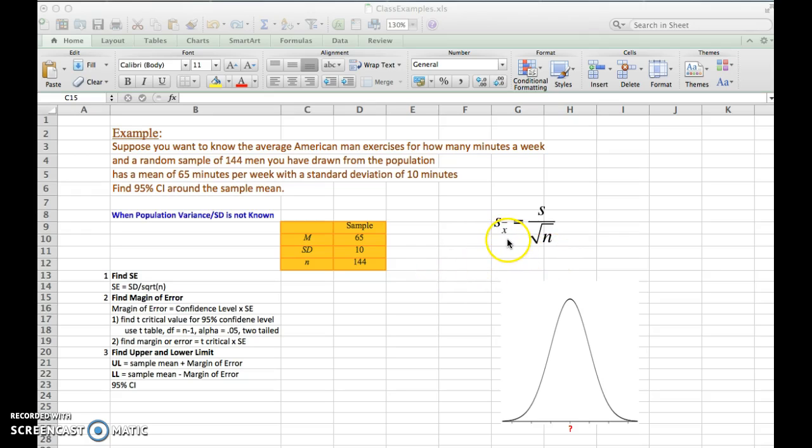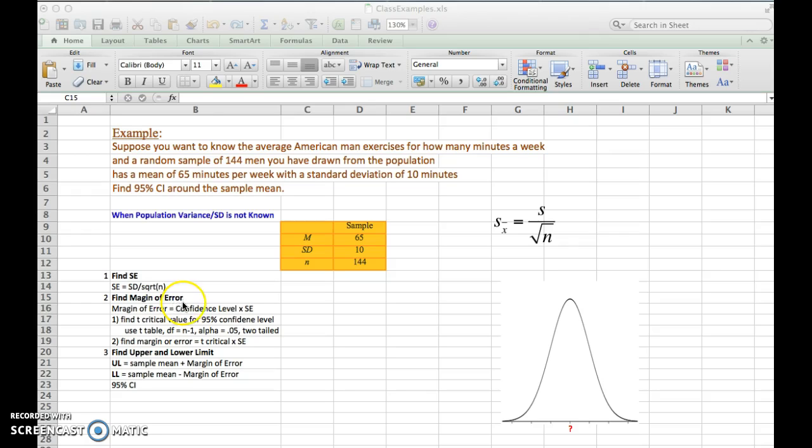Standard error of sample means is equal to the sample standard deviation divided by the square root of the sample size, which is also shown here in words. Once we find the standard error, we can find the margin of error.